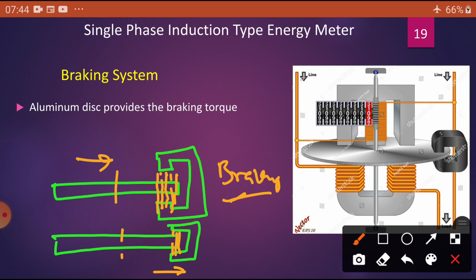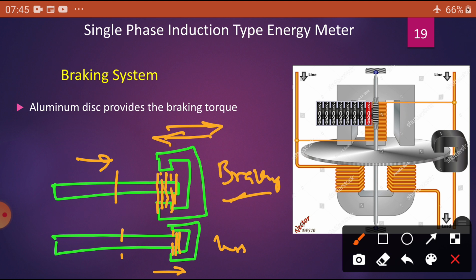That's why there is less opposition to the rotation. Then here the braking system is less. That means by moving our magnets inside and outside, I can change the braking power, the braking torque, that is the controlling torque, or we can say adjust the speed of the aluminum disc.